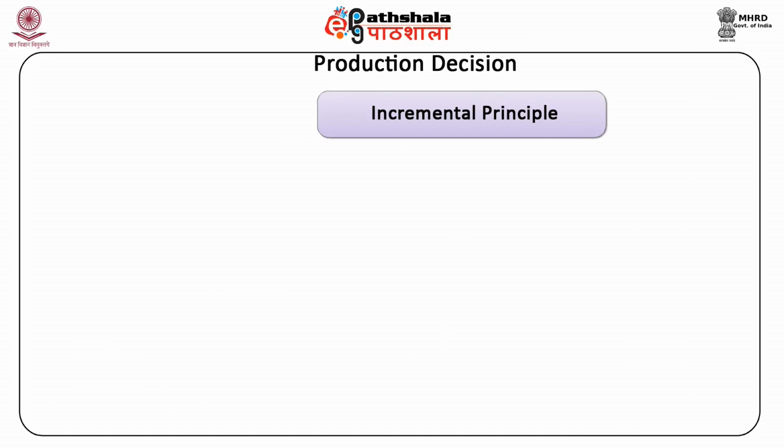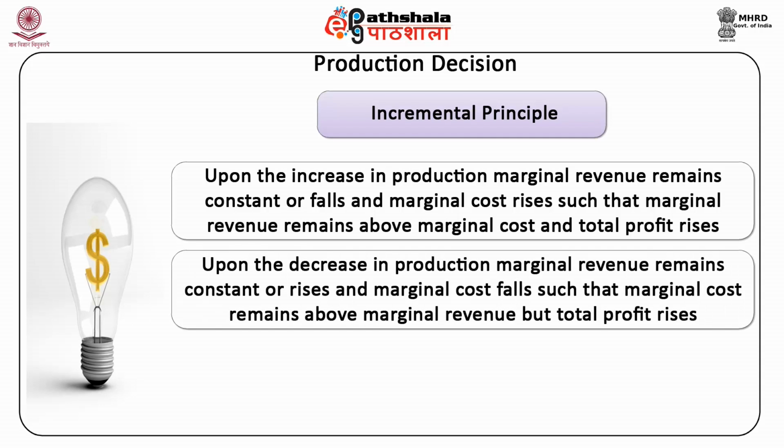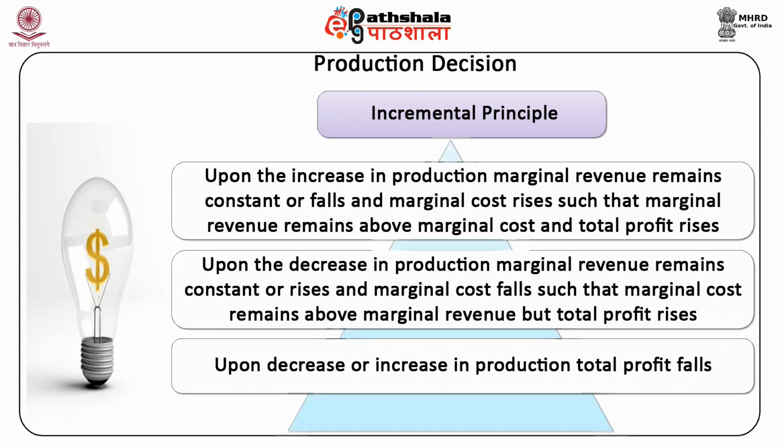The incremental principle may be stated as follows: a decision is clearly a profitable one if at the margin: 1. Upon the increase in production, marginal revenue remains constant or falls, and marginal cost rises such that marginal revenue remains above marginal cost and total profit rises. 2. Upon the decrease in production, marginal revenue remains constant or rises, and marginal cost falls such that marginal cost remains above marginal revenue but total profit rises. 3. Upon decrease or increase in production, total profit falls.